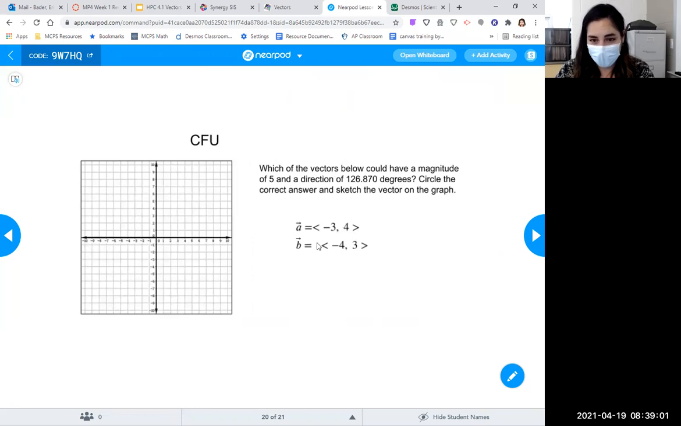All right, so for your check for understanding, multiple choice, which one of the vectors below could have a magnitude of 5 and a direction of 126.870 degrees? Circle the correct answer and sketch the vector on the graph.